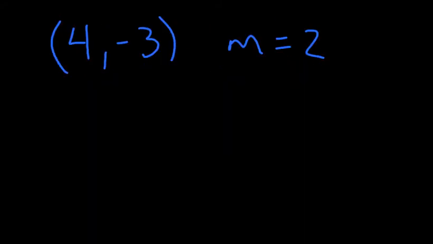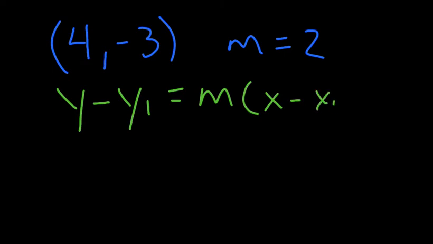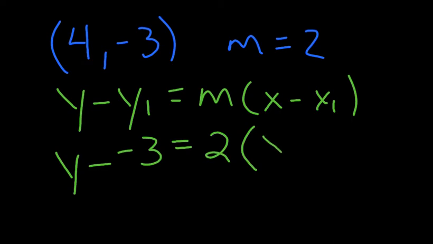So, if you are given a point and you're given the slope, could you put this into point slope form? Well, of course, that would be pretty easy. You got y minus y1 equals m times x minus x1. Now you just have to put things in the right place. So for y1, we're going to put -3 in. So y minus -3. For m, we're going to put 2. And for x sub 1, we're going to put 4.